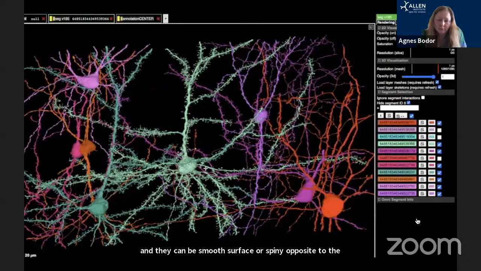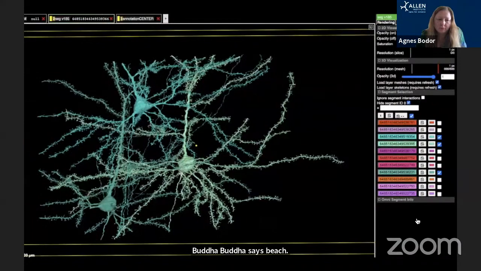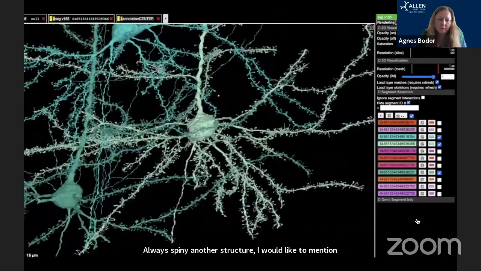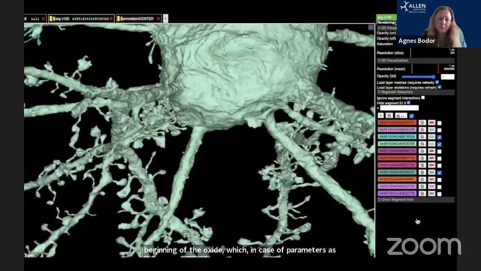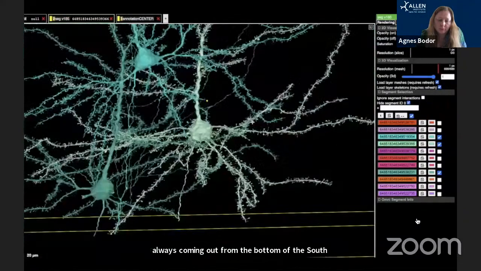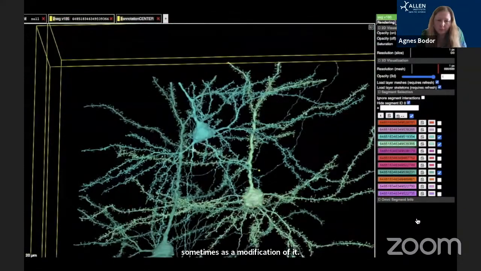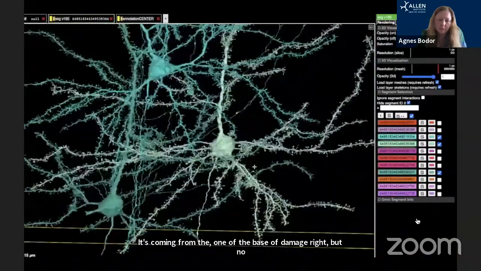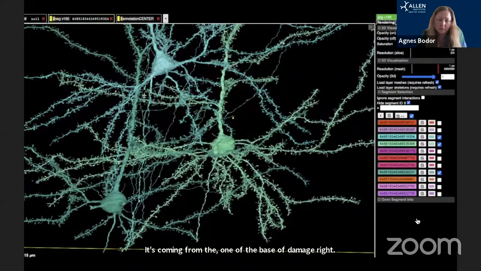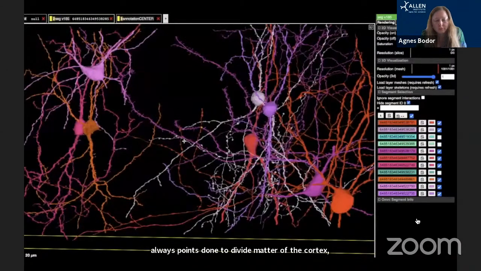Another structure I would like to mention is the axon, or the axon initial segment, which is the beginning of the axon, which in the case of pyramidal cells is always coming out from the bottom of the cell, or sometimes, as a modification of it, it's coming from one of the basal dendrites, but no matter where it's coming from exactly, it always points down to the white matter of the cortex. Opposite to this, in the case of inhibitory cells, the axon can start in any area of the soma and can point in any direction in the cortex.